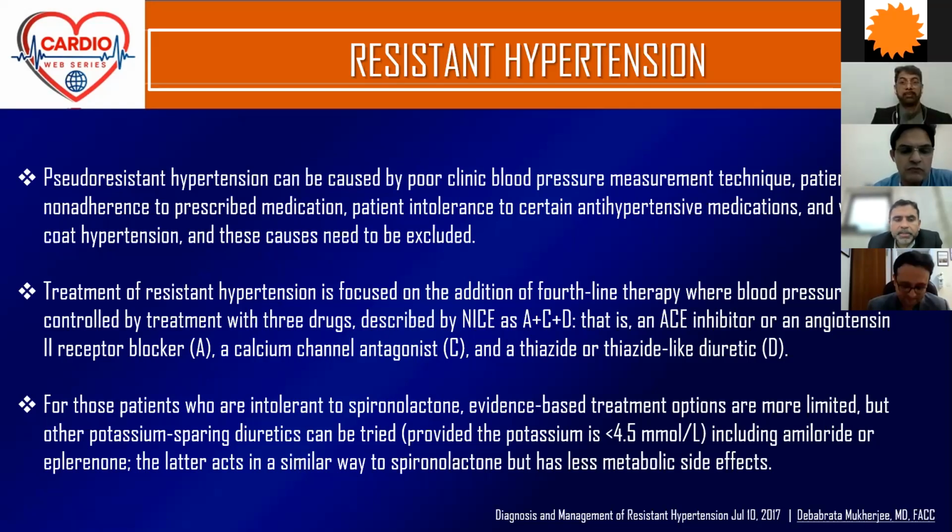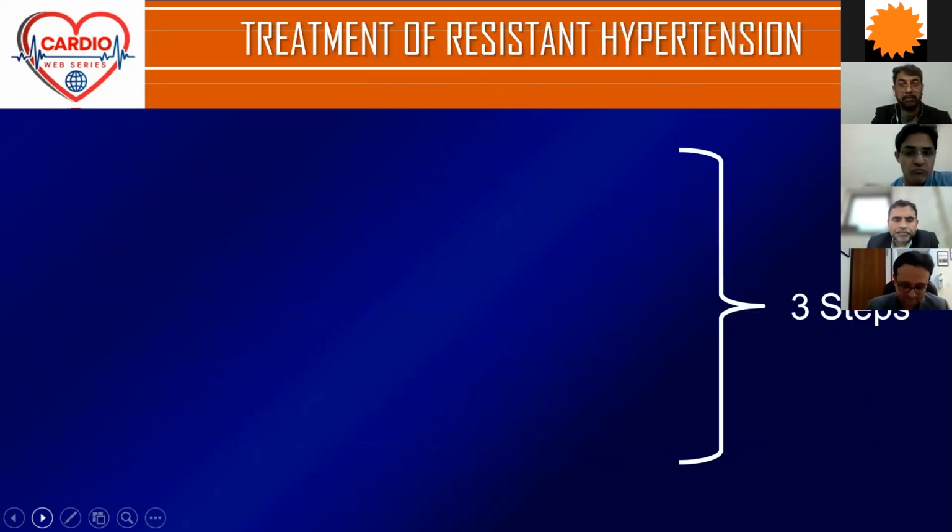A stands for ACE inhibitor, C is for calcium channel blocker, and D is for thiazide diuretic. Those are the three mainstay drugs that you would add. And then you would add spironolactone to a patient who's still having high blood pressure if the potassium is less than 4.5 millimoles per liter.